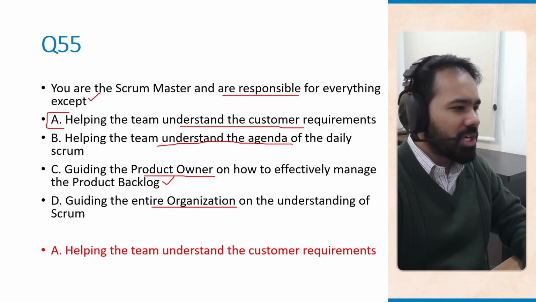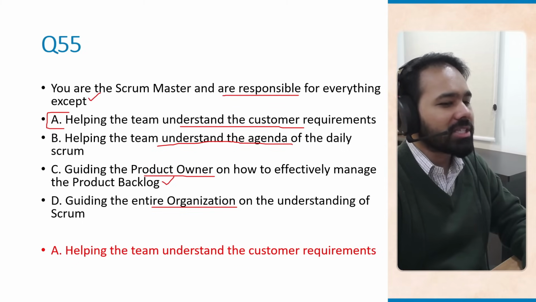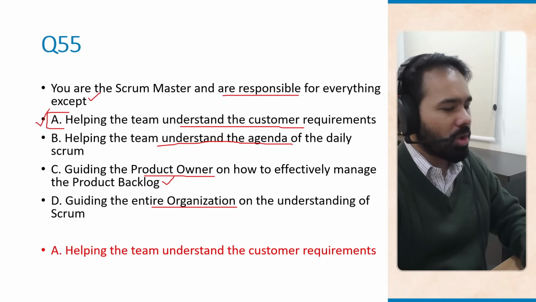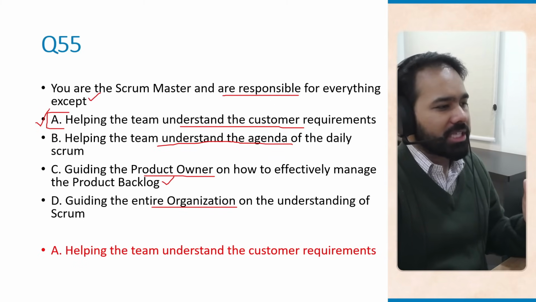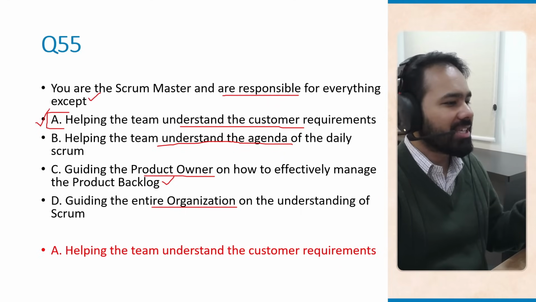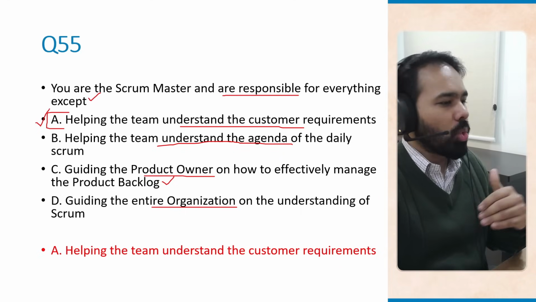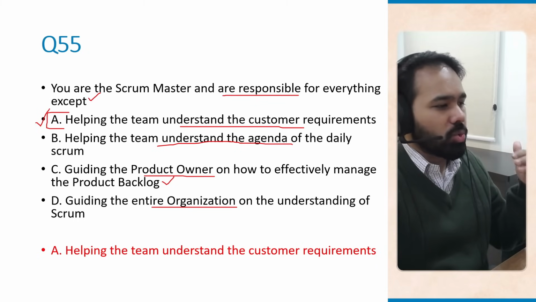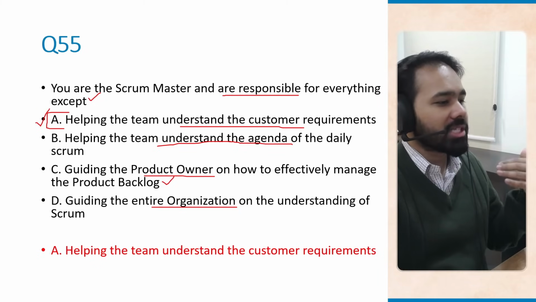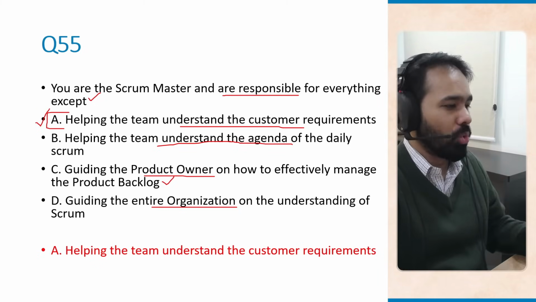But option A is not a part of the Scrum Master's role. This is something which is owned by the product owner, not the Scrum Master. The product owner owns the product backlog, and is responsible for communicating and clarifying customer requirements. The role of the Scrum Master is to facilitate the Scrum process. It is to coach team members, coach the entire organization, the larger teams. It is to remove impediments. It is ensuring Scrum is understood and followed, right?